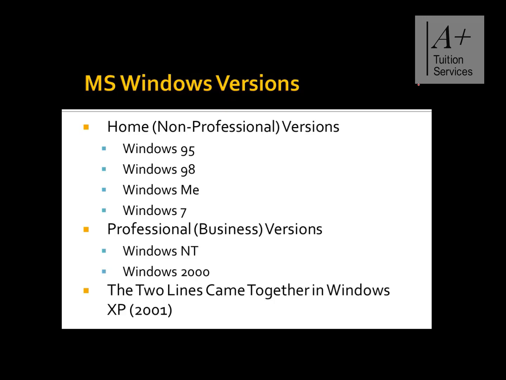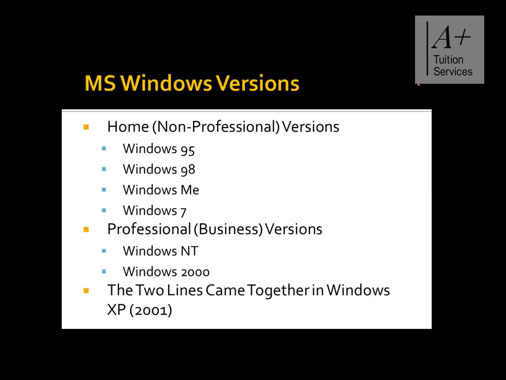We have different Windows versions, and this takes us back to way before you were even born. There are home non-professional versions, such as the ones we use in our computers, like Windows 7, Windows ME, which is outdated, Windows 98, which came out in the year 1998, and Windows 95. All those are different versions of Windows. Then we have the professional business versions, and the two lines came together in early 2000, and that was Windows XP.